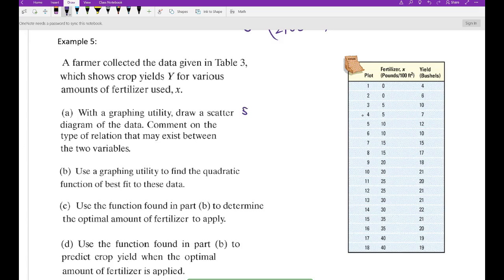Stat. What happened after stat? Edit. You see the button edit? Hit enter. I need you to check. Do you have an L1 and an L2 in your list? Yes. What do you have to have in L1? X, inputs, okay? What do you have to have in L2? Y. So you have to decide which one's X, which one's Y, if it doesn't state.